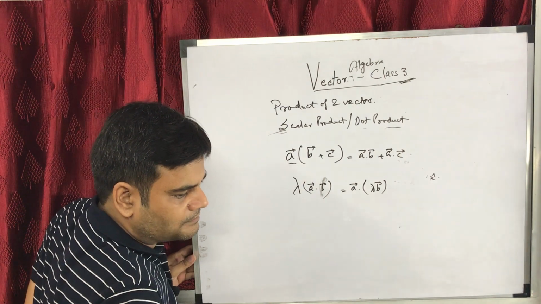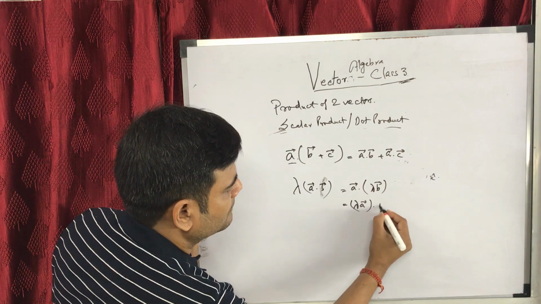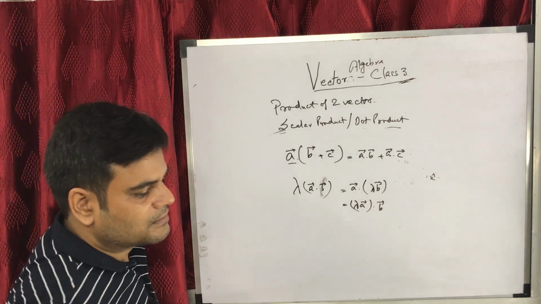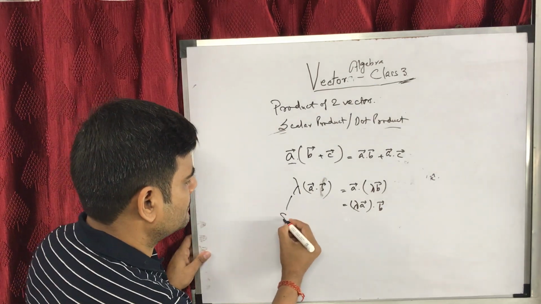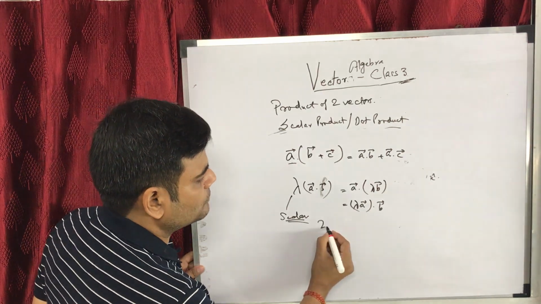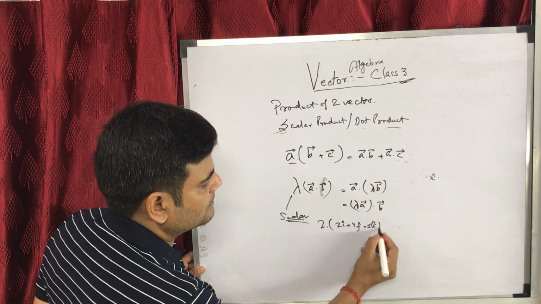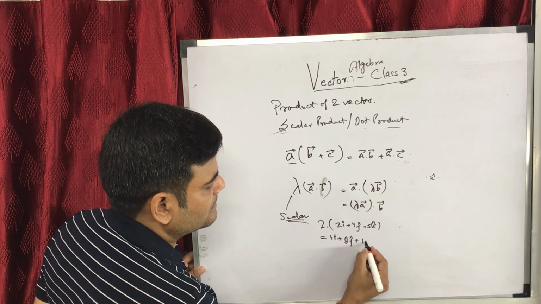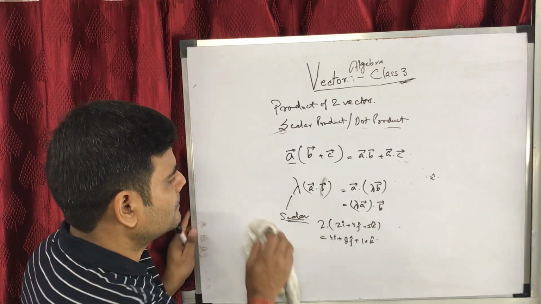You can also bring lambda A here, dot B. So just remember this. And lambda is a scalar. Scalar means a number, 2, 3, 4, 5, 6. So if I say 2 into 2i plus 4j plus 5k, how much is it? You'll simply say 4i, simply multiply, 8j plus 10k. This is one thing.